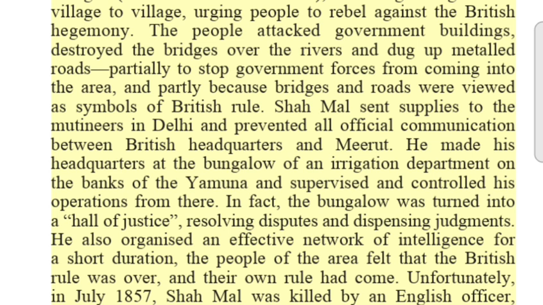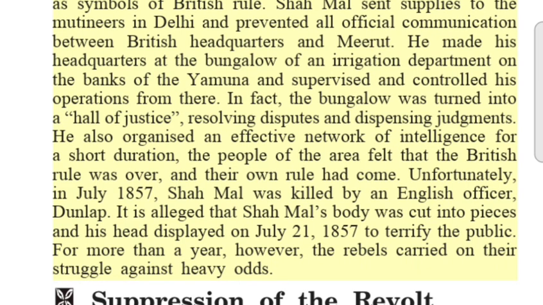Shah Mal sent supplies to the mutineers in Delhi and prevented all official communication between British headquarters and Meerut. He made his headquarters at the bungalow of an irrigation department on the banks of the Yamuna and supervised and controlled his operations from there. In fact, the bungalow was turned into a hall of justice, resolving disputes and dispensing judgments. He also organized an effective network of intelligence for a short duration. The people of the area felt that the British rule was over, and their own rule had come.